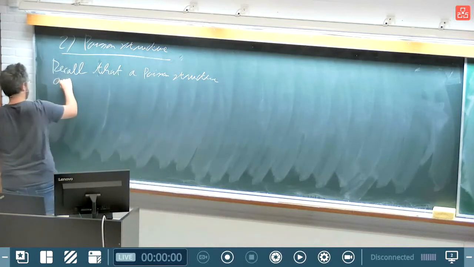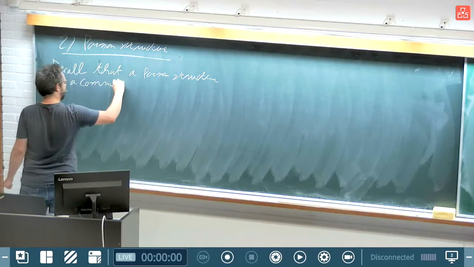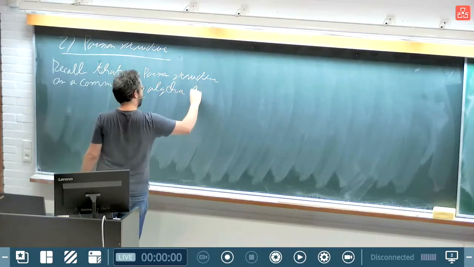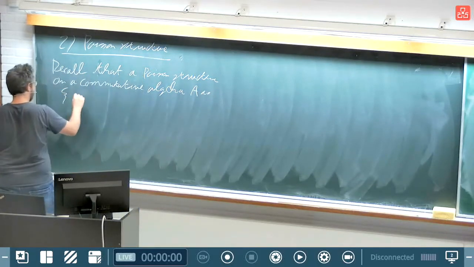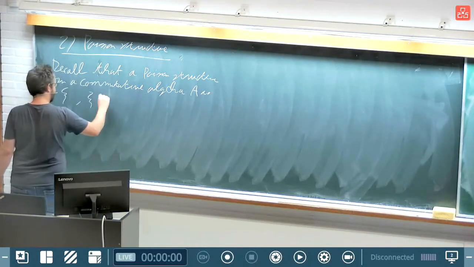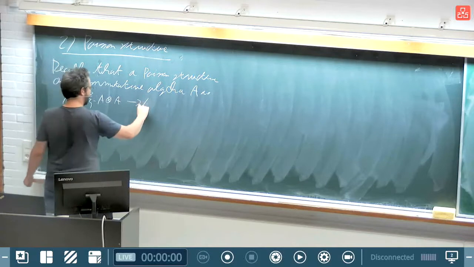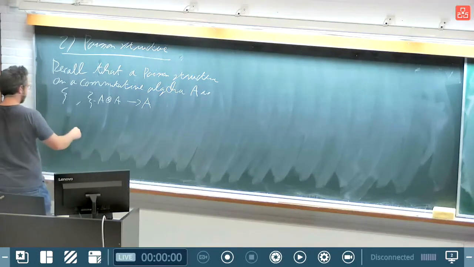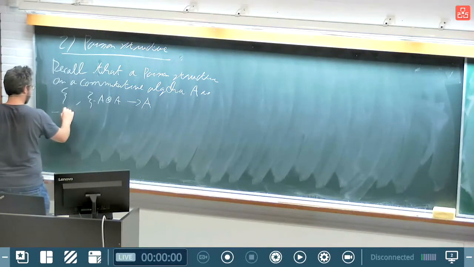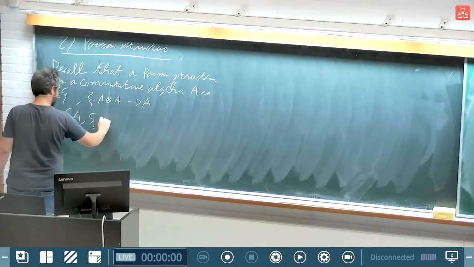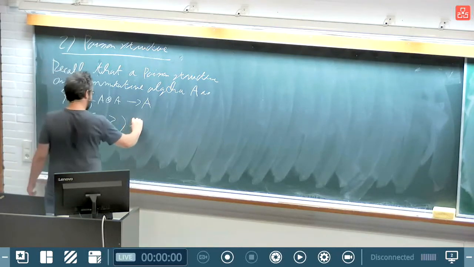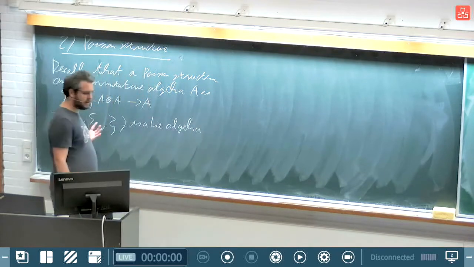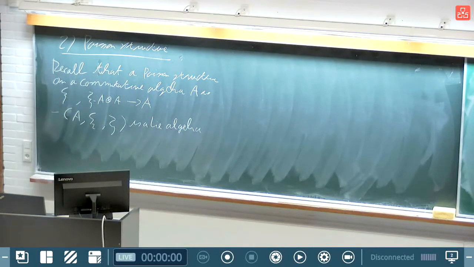on a commutative algebra A is a bilinear map from A tensor A to A. We usually use this curly bracket, so it's called the Poisson bracket, which satisfies the following properties. First of all, A with this bracket is a Lie algebra, so it means that this is anti-symmetric and it satisfies the Jacobi identity.